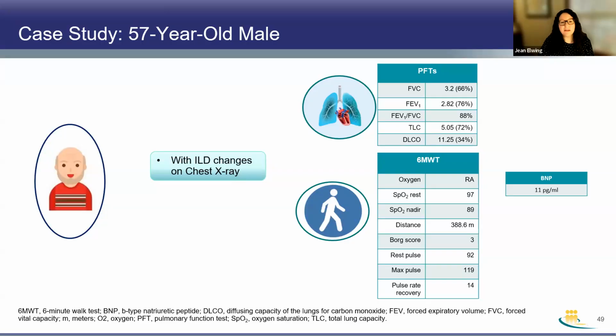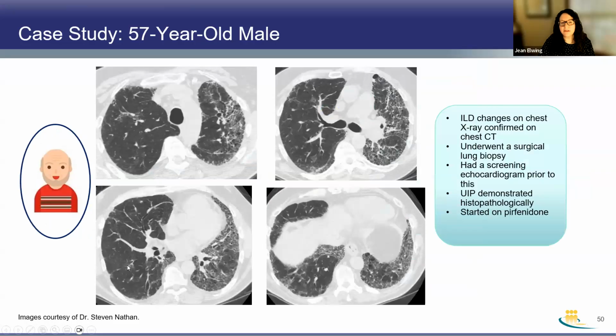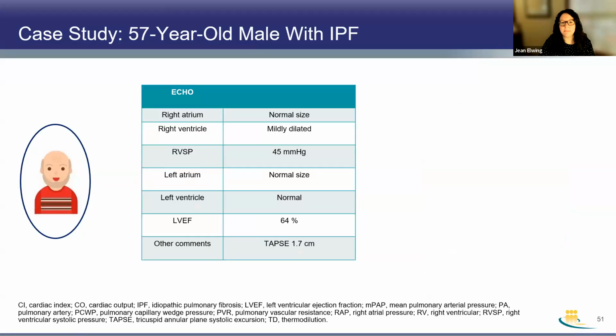So this is a little bit different profile from our previous patient, a little bit more parenchymal lung disease, impairment of his pulmonary function tests, and a low DLCO like our other gentleman. And when we look at his CT imaging, we see significant fibrosis, and he underwent a lung biopsy, which confirmed UIP pattern, and he was diagnosed with IPF and started on antifibrotic therapy.